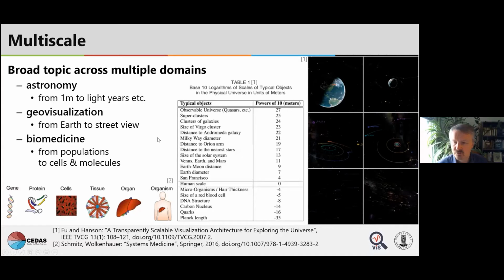If you have ever used mapping applications like Google Earth or the like, then this is also obviously an example where many scales are combined, both technically and in terms of visualization and representation. Today, the topic is, of course, mostly about biomedicine, and I will try to focus on that area in the remainder of this talk as much as possible.